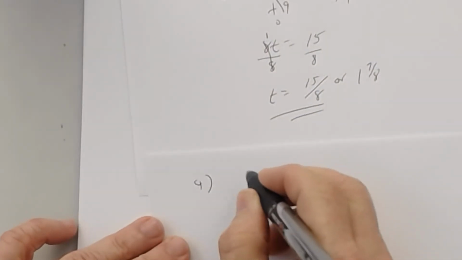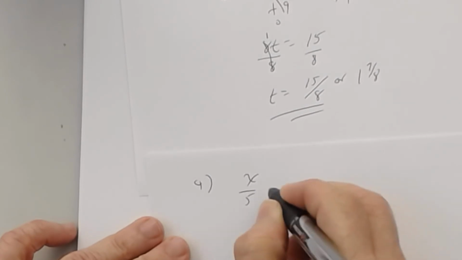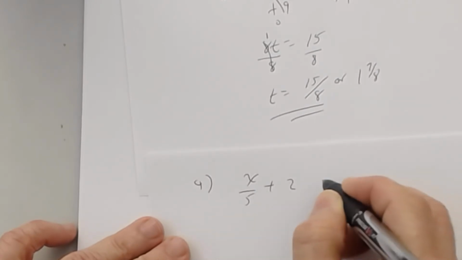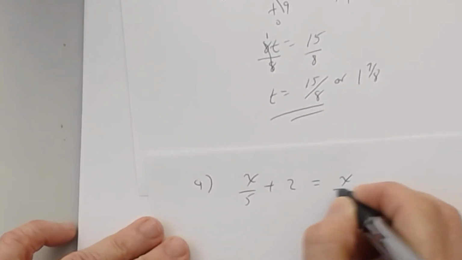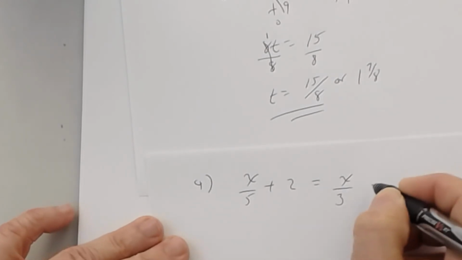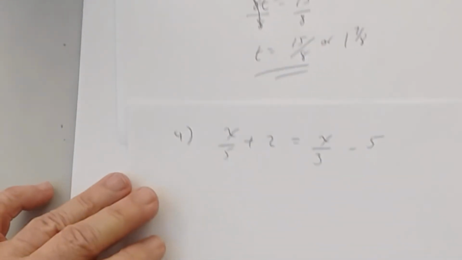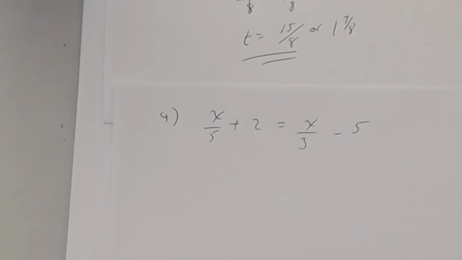All right, you have x divided by 5 plus 2 equal x divided by 3 minus 5. So again, there are things you could do first, but let's just go ahead and do the same process we did with the previous one. I want to clear the fractions.